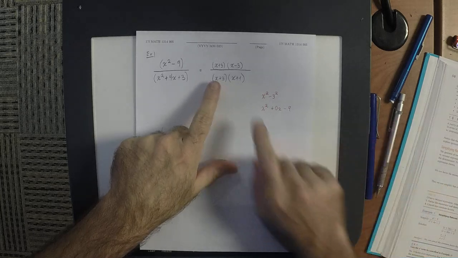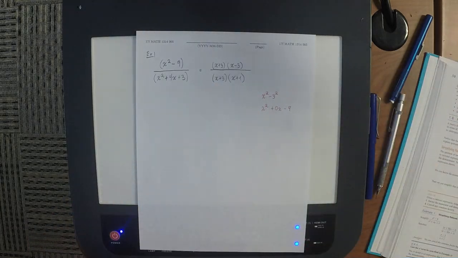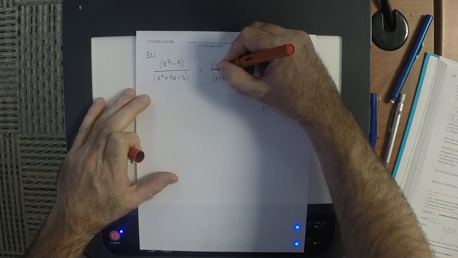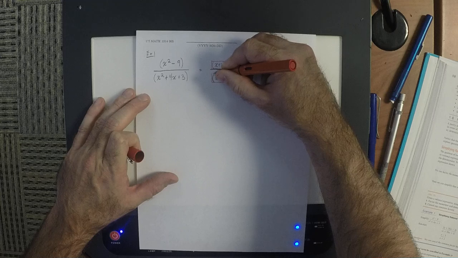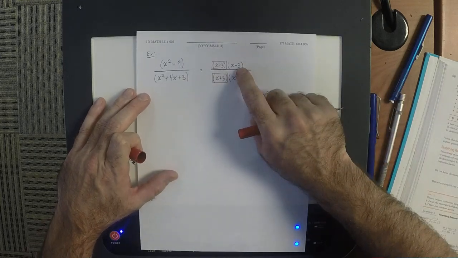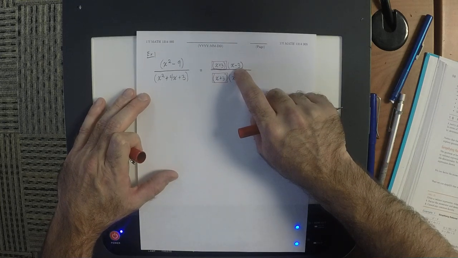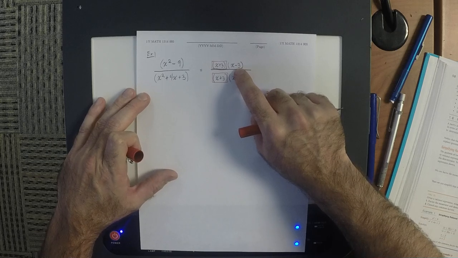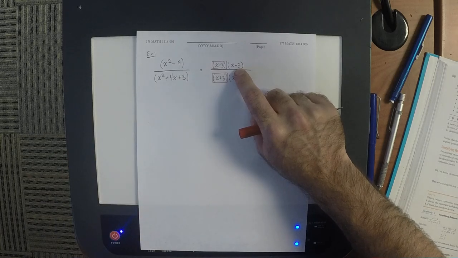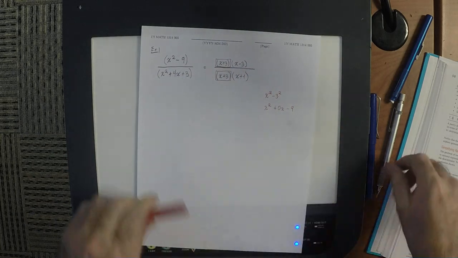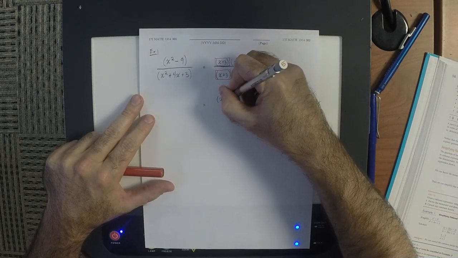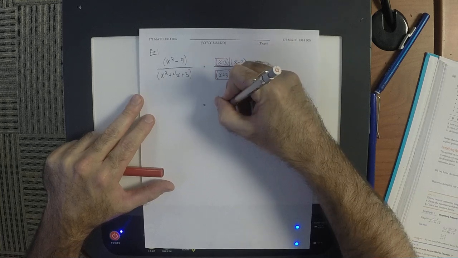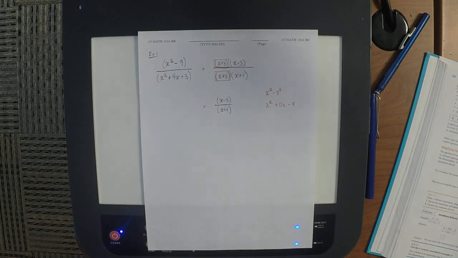So will anything cancel? Yeah, right. So this one with that one. Now wait a second. Could I have canceled it with this one? Why not? I mean, x plus 3 and x minus 3, they're basically the same, right? No, they're not. They're not basically the same. They're not in any way the same. So you can't do that. You couldn't do it in that way. So this would be x minus 3 over x plus 1. Any question about this one?